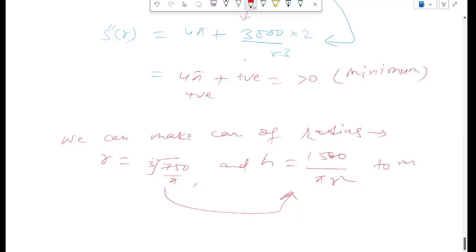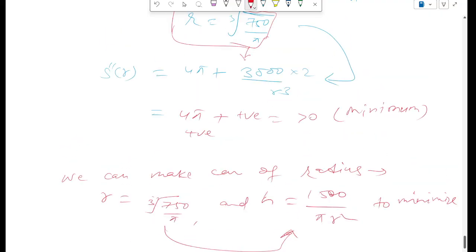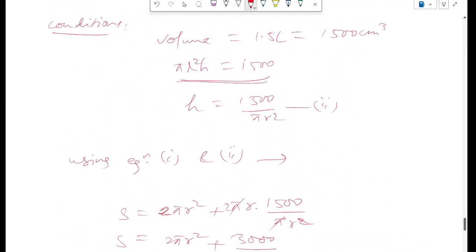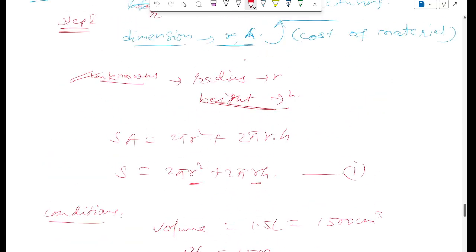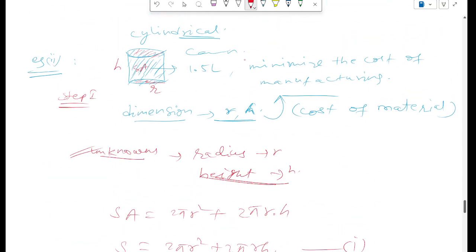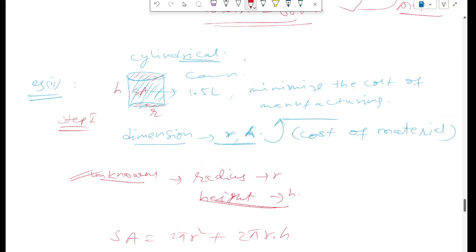So to minimize cost of making. Now you understood, right? This is how we formulate. See, this was a relatively complicated problem, but we did it step by step and without getting confused. We formulated this problem in algebraic form and we solved it step by step.